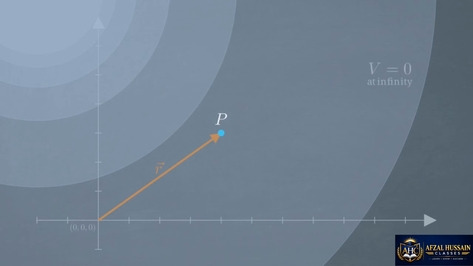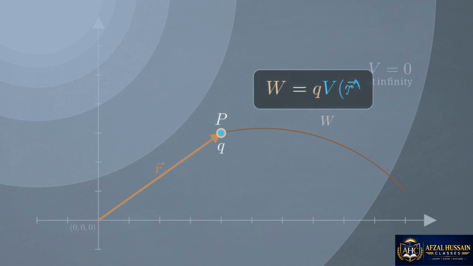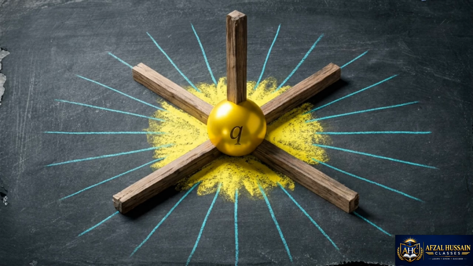We define the electrostatic potential infinitely far away as exactly 0. Imagine bringing a single test charge, Q, from that zero potential point at infinity to its final position at point P. Moving against the external field requires work. This work equals the charge Q multiplied by the potential V at position r. According to the work-energy theorem, this expended work is now stored as the potential energy of the charge Q.